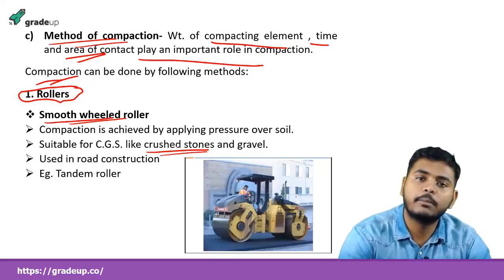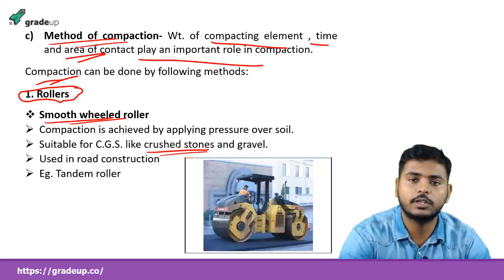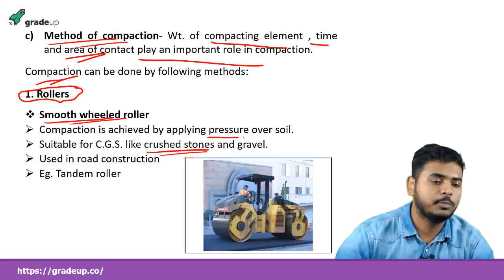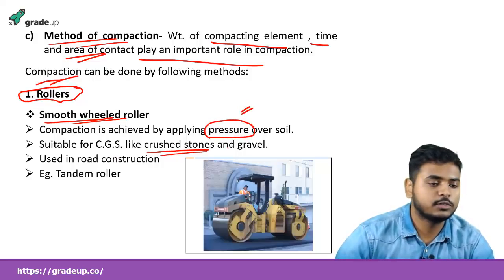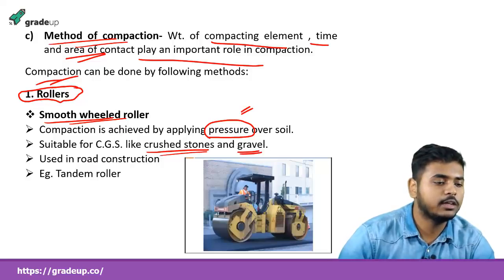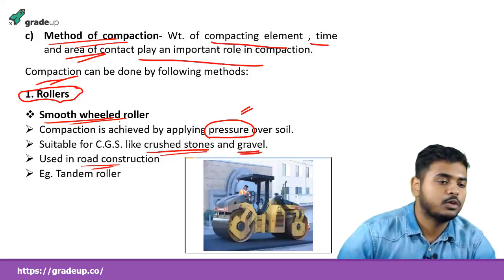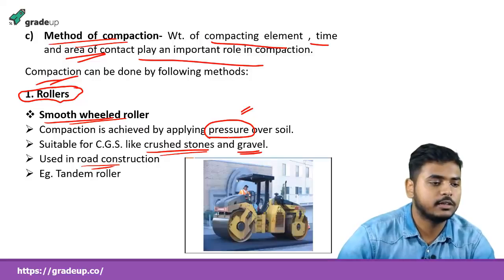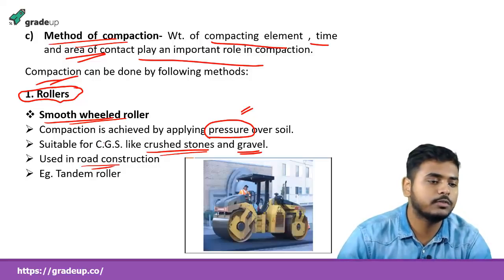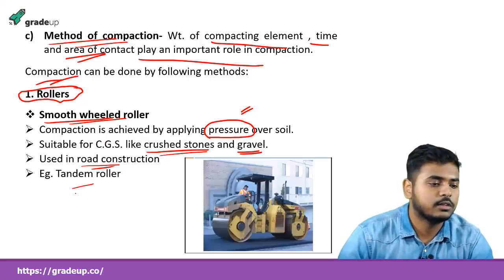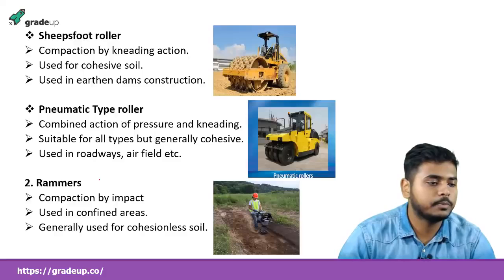Here the compaction is achieved by applying pressure over the soil. So pressure is applied over here. It is used for crushed stones and gravel, as I have mentioned, and used in road construction. You have to just remember the basic terms which are used and keep them in mind, because rollers are very important from an objective point of view, as they are asked in most of the exams. An example for this is the tandem roller.